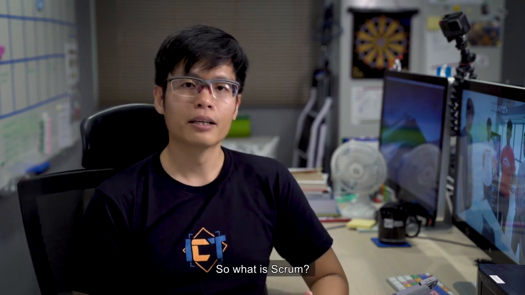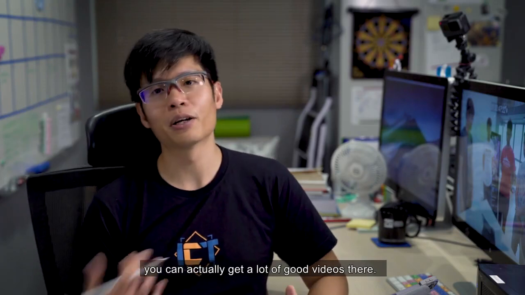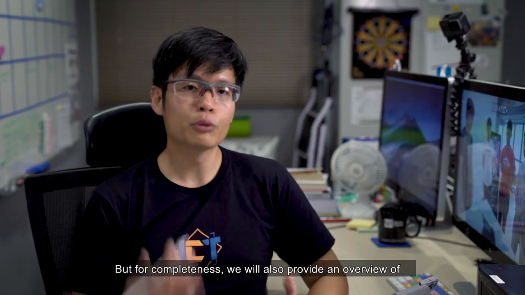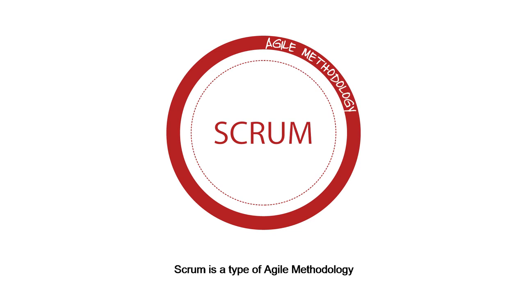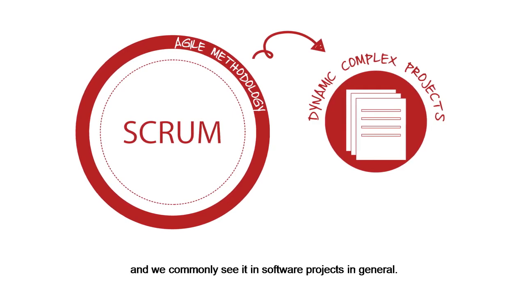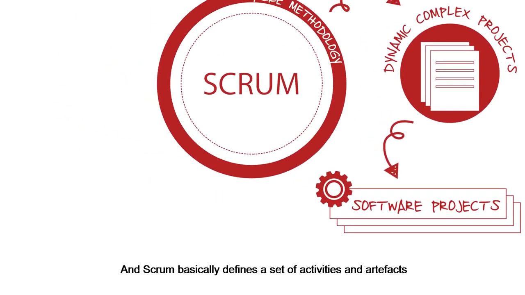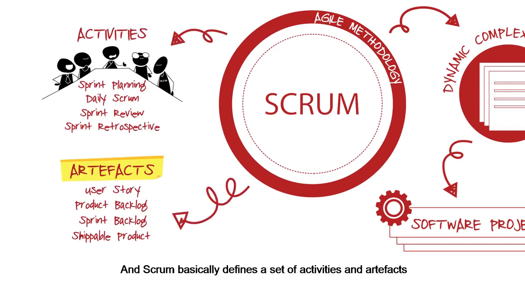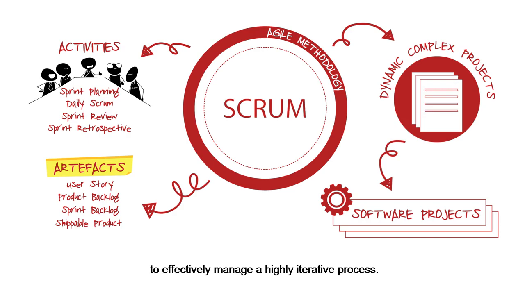So what is Scrum? If you search for these keywords on YouTube, you can actually get a lot of good videos there. But for completeness, we will also provide an overview of what Scrum is from our perspective. Scrum is a type of agile methodology that is most commonly applied to dynamic, complex projects. And we commonly see it in software projects in general. And Scrum basically defines a set of activities and artifacts to effectively manage a highly iterative process.